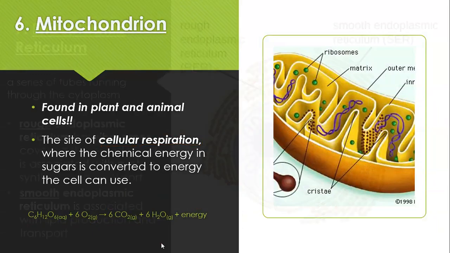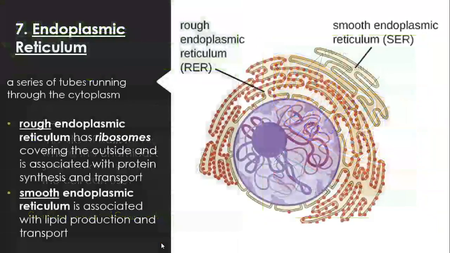Endoplasmic reticulum. Here's a big fancy word. Endoplasmic just means inside the cytoplasm. Endo means in. So endoplasmic, in the cytoplasm, and reticulum means network.